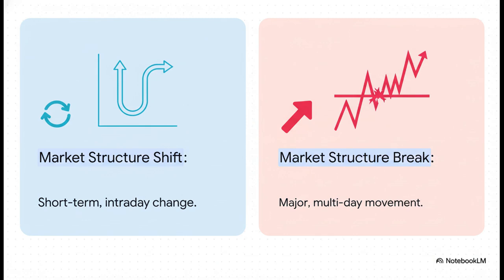And this brings up a little bit of important vocabulary from ICT. He makes a distinction between a shift and a break. A market structure shift, which is our focus, signals a potential intraday move. It's a short-term thing. A market structure break, on the other hand, is a much bigger deal. That suggests a major change in direction that could last for days. For the 2022 model, we are laser-focused on finding these smaller intraday shifts.